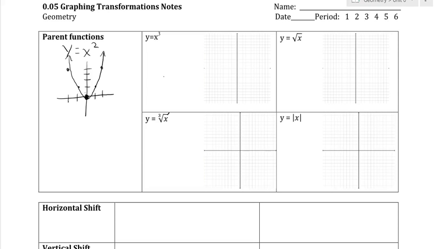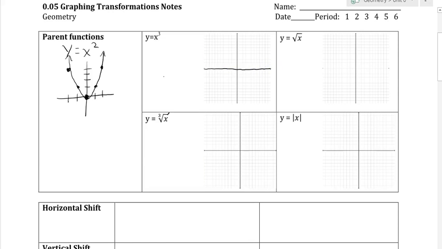So y equals x squared, we have our 5 points from yesterday that we were moving around. We're going to introduce 4 new parent functions to do the same thing with. So y equals x cubed.